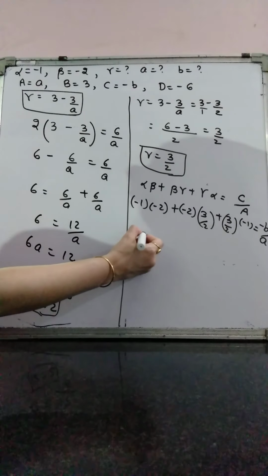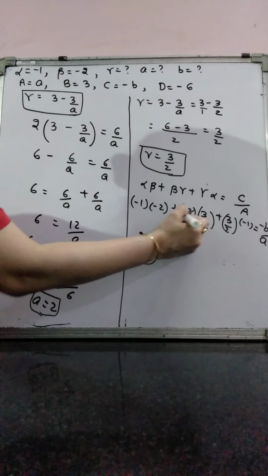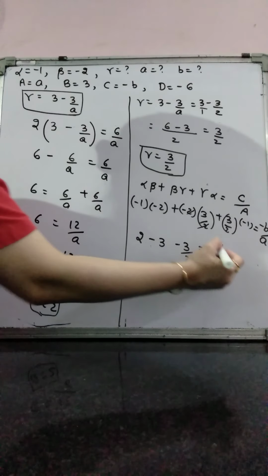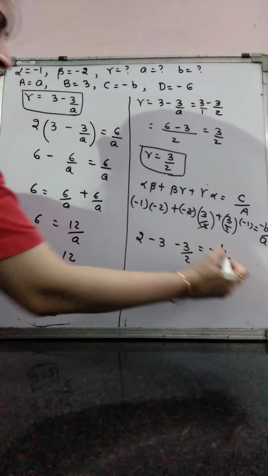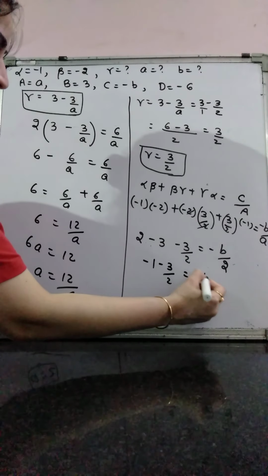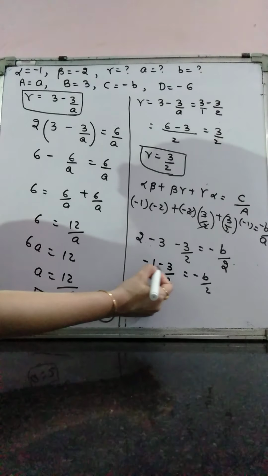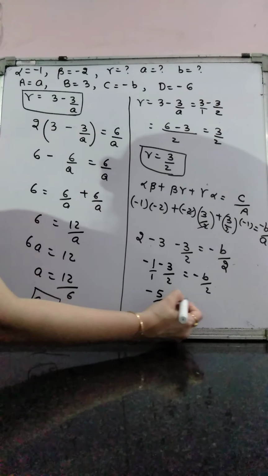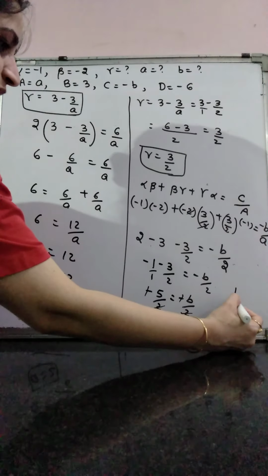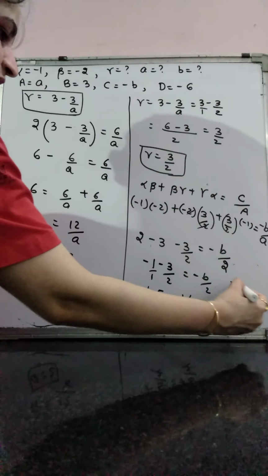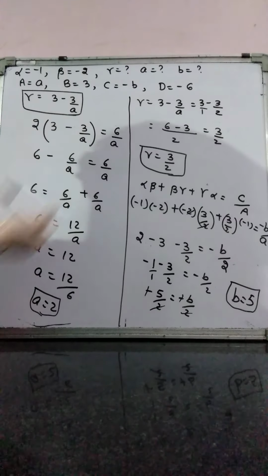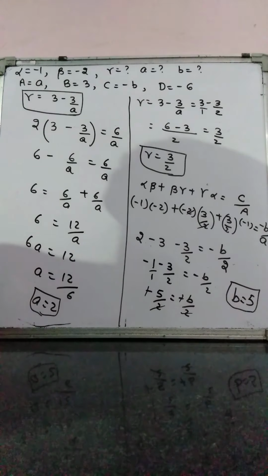Minus 1 into minus 2, it is 2. Cancel minus 3 and minus 3 by 2. Minus b by the value of a, which is 2. 2 minus 3 minus 1. Take LCM. Minus 2 minus 3, minus 5 by 2. Cancel 2 and 2. Cancel minus and minus. So the value of b is 5. We needed to find a, that is 2, b is 5, and gamma is 3 by 2. This is the required answer.